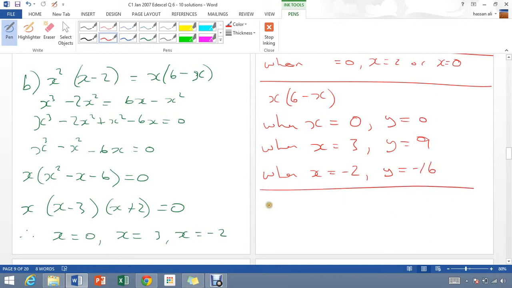So what we can do is put your coordinates down where your graphs will intersect. You can just put them in order if you want. So minus 2, minus 16, and coming up, it'll be 0, 0 in the middle. And then finally it'll be 3 and 9.